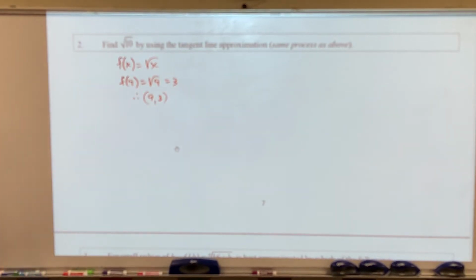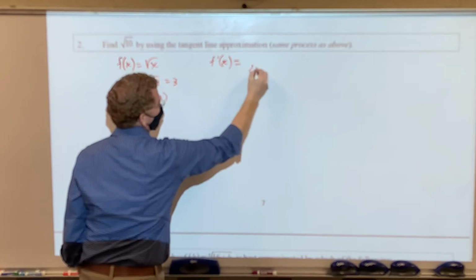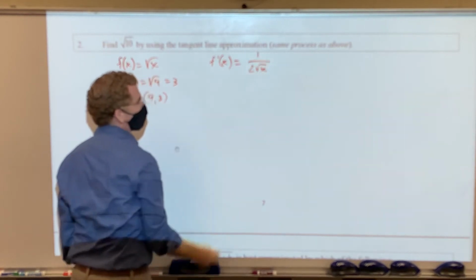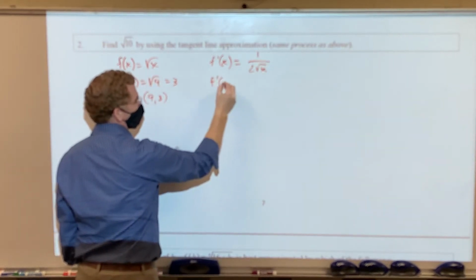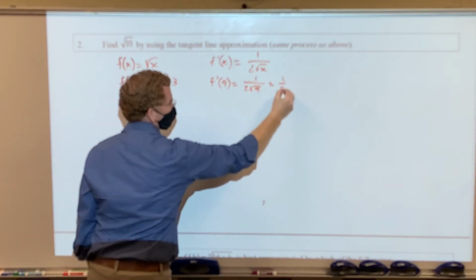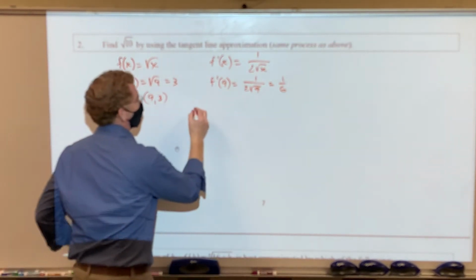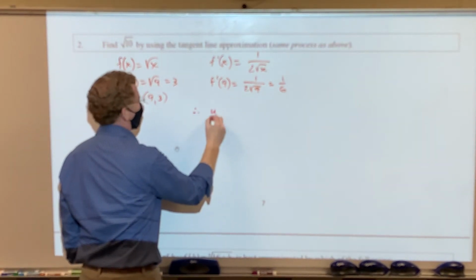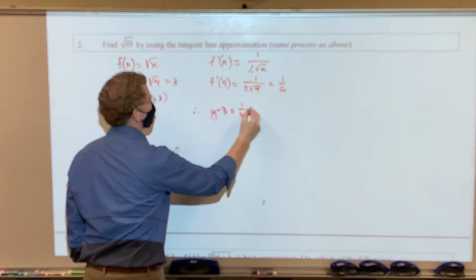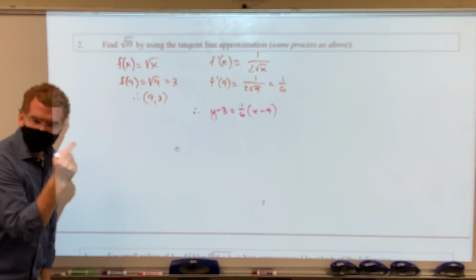How would I find the slope that I need? Take the derivative of that. So the derivative is 2 times the square root on the bottom, derivative of the inside on the top, and then plug that back in. Same 9. And then once I have my point and my slope, I have y minus 3 equals 1/6 times x minus 9.